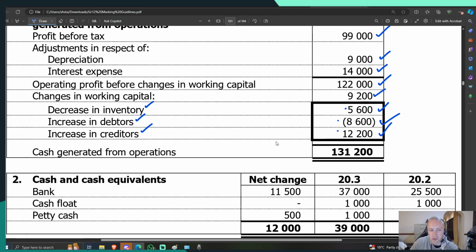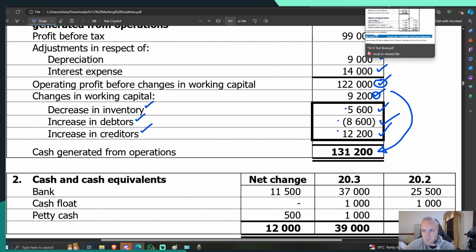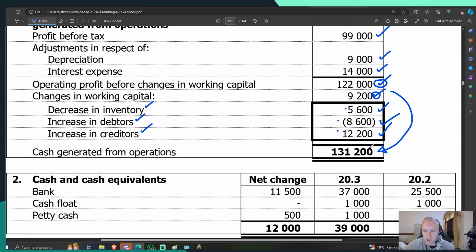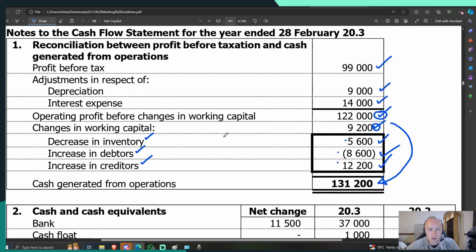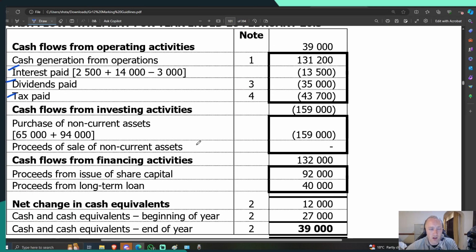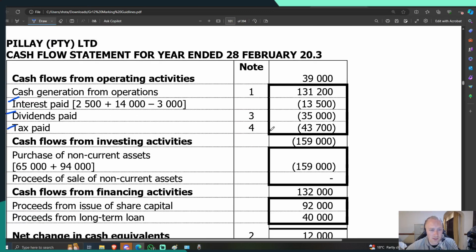Now that we have this figure, we can take our operating profit before changes in working capital that we worked out earlier, this figure, and we can add the 9,200 that we just worked out. And that will give us our cash generated from operations, 131,200. Now, that 131,200 will be the first of the 4 lines for cash effects or cash flows of operating activities.